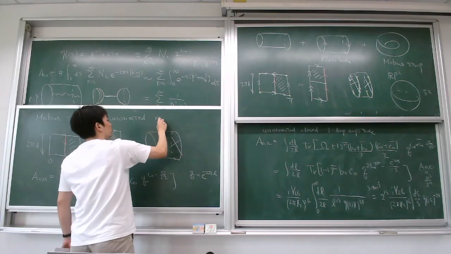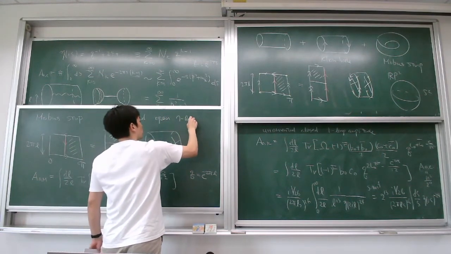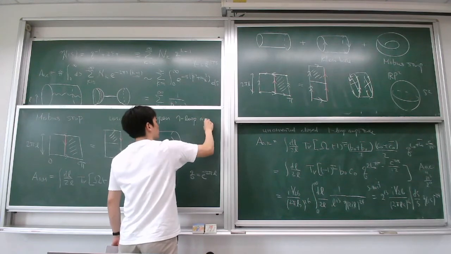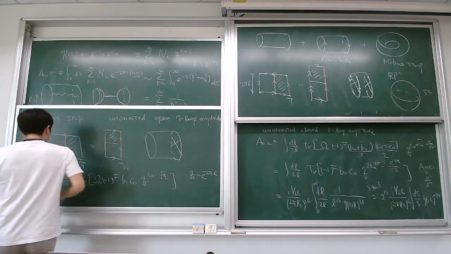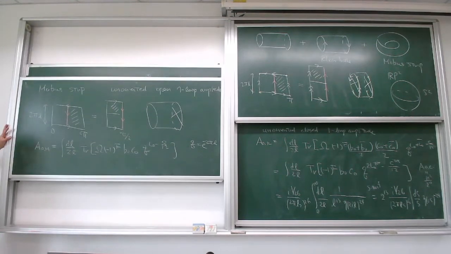Unoriented open one loop amplitude. Okay, amplitude.